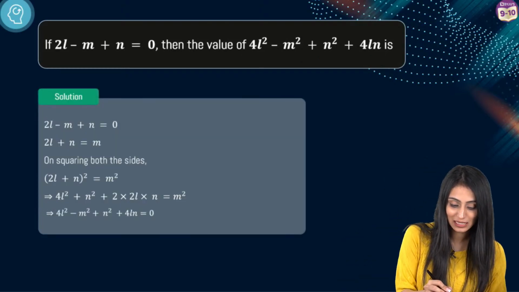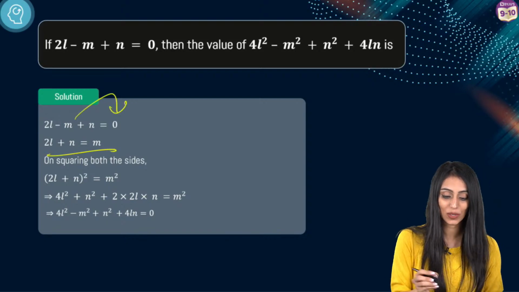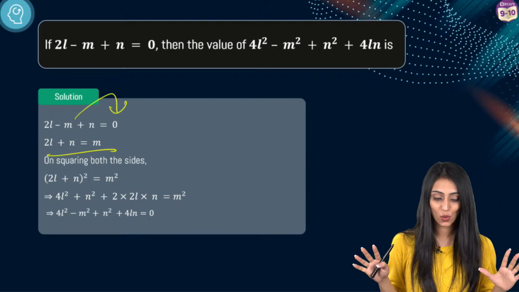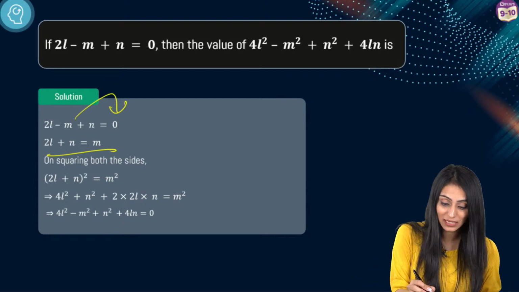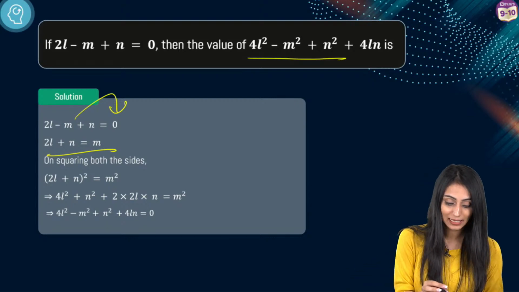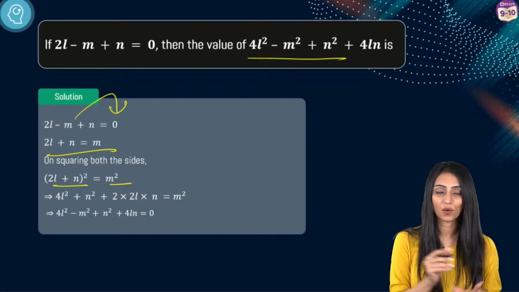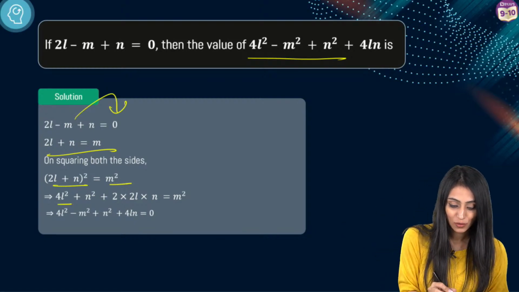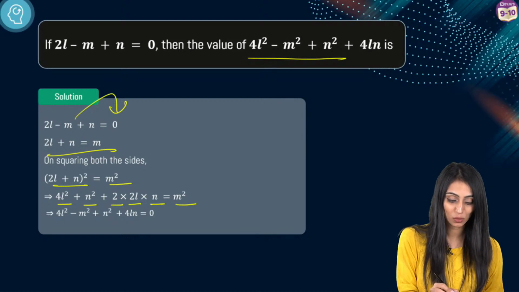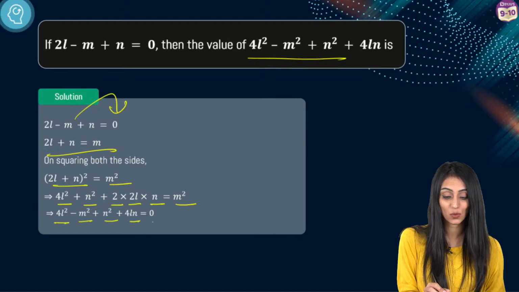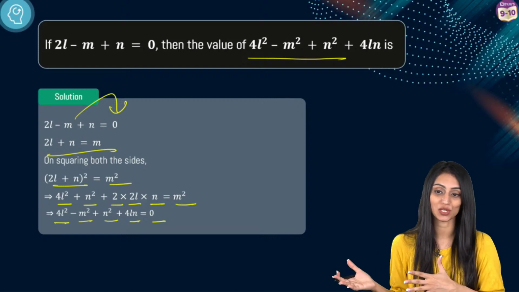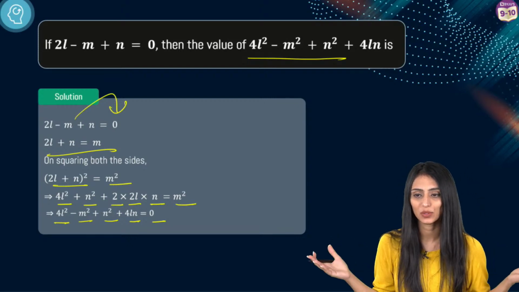So here, if I take this m to the other side, I get 2l plus n is equal to m. Now let's do squaring both sides. Why are we doing squaring both sides? Because I can see squares over here, right? So if I do whole square equals m, squaring both sides, it's going to be 4l square plus n square plus 2 times 2l times n equals m square. That's going to be 4l square minus m square plus n square plus 4ln equals 0. Everything we take to the other side and we get it.